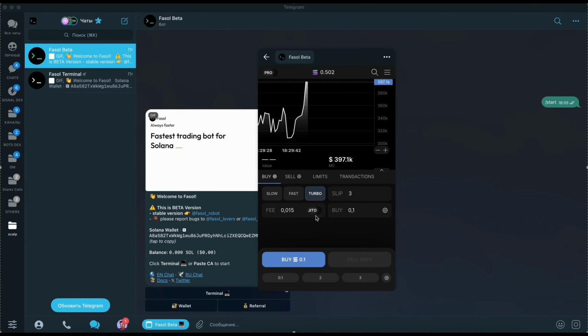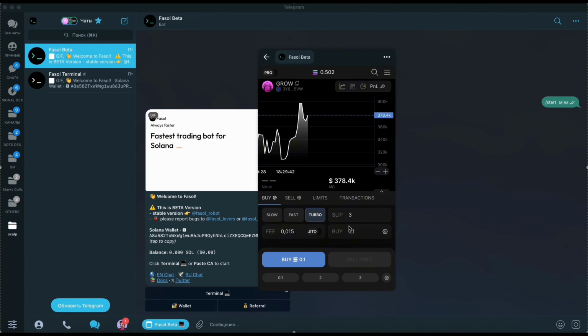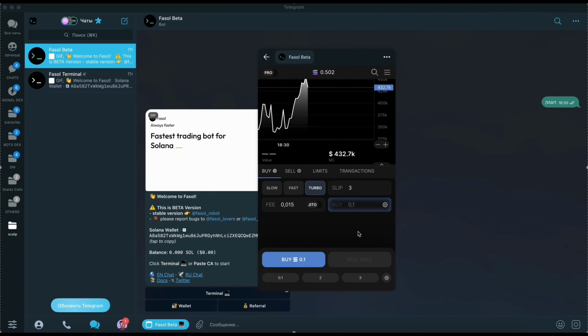We do not enable the JITO function because it slows down the transaction. For those who do not know, JITO is a feature against MEV bots that shave you. We will be saved from them by slippage. I also do not recommend setting a large one, as this may affect our profitability. On average, I put a 2-3% slippage on the purchase.